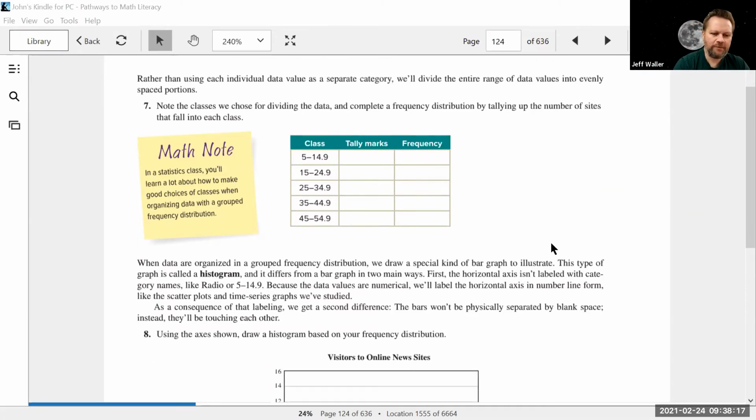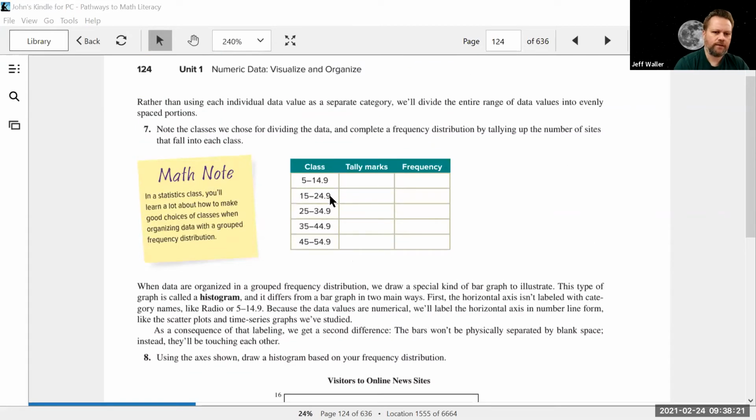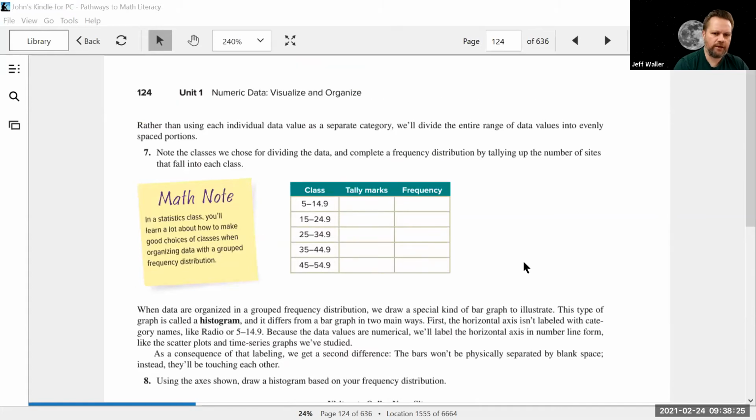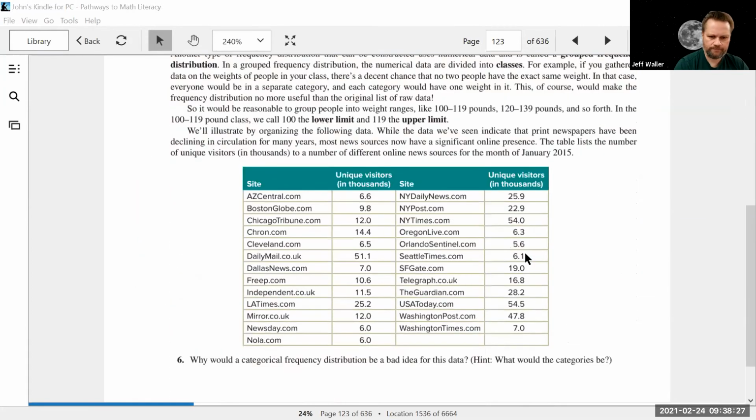So I think what I want to do, let's see. Yeah, I guess we'll try to do this. So 5 to 15, let me recreate this over here. I think that'll be easiest. Yeah, this will work. Okay.